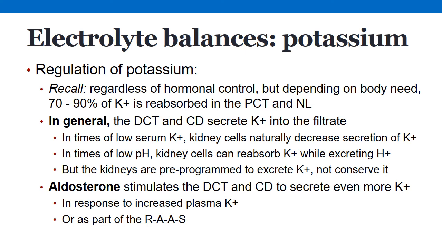Finally, in cases where your body really has an increased plasma potassium level, it will secrete the hormone aldosterone. Aldosterone, as you recall, is also part of the renin-angiotensin-aldosterone system for maintaining blood pressure. But aldosterone can also function purely as part of a negative feedback loop to decrease plasma potassium concentration.